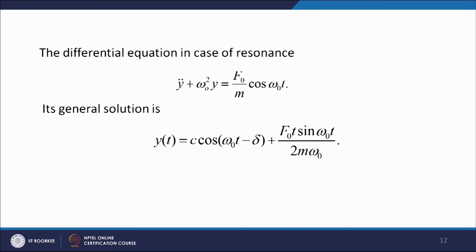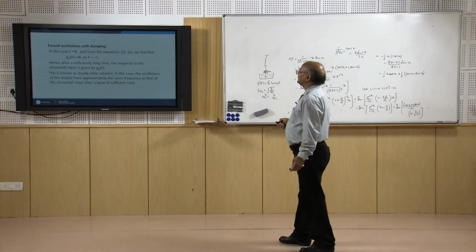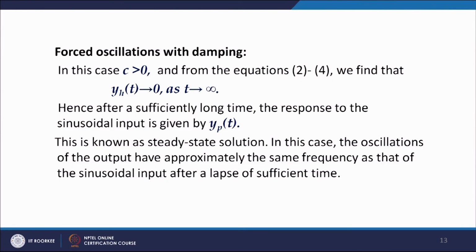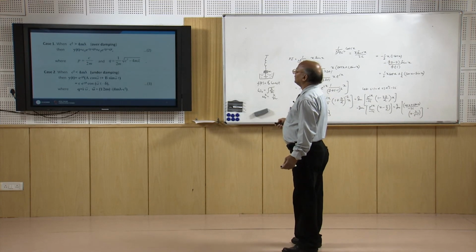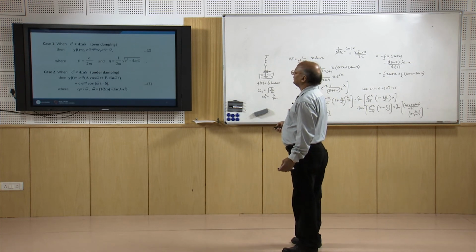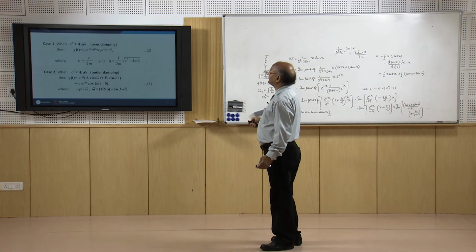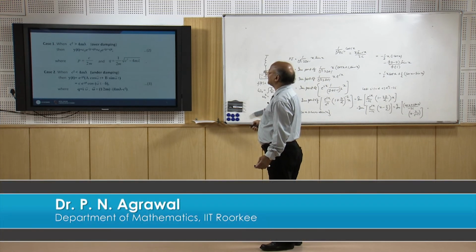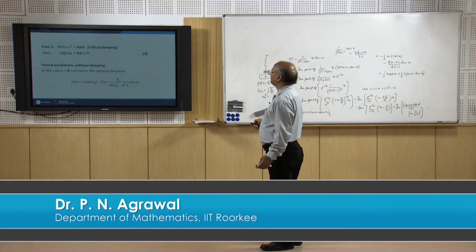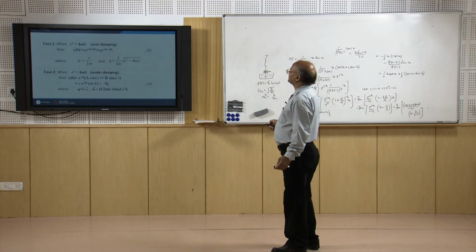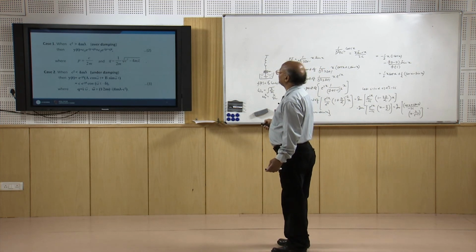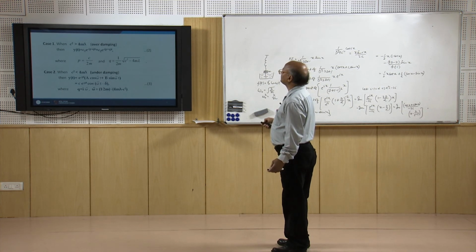Now forced oscillations with damping. In this case c will be positive, and let us look at equations 2 to 4 here. When damping is present, there arise three cases corresponding to the discriminant: c² greater than 4mλ, c² less than 4mλ, and c² equal to 4mλ. In all three cases you can see that y_h(t) tends to 0, because q is 1/(2m) √(c² − 4mλ), so q is less than p, and p − q is positive.